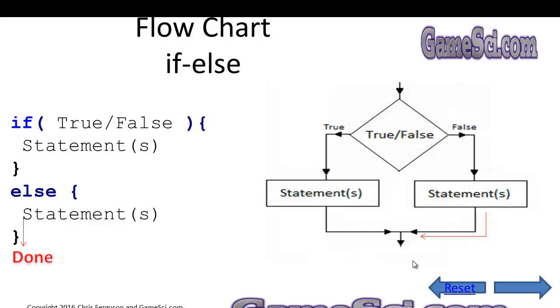Three points I want to make about flowcharts. Number one, true-false statements always go in diamonds, so we can label the output true or false. Regular statements go into rectangles, like we see here. And lines coming from blocks or diamonds are always labeled to show the direction.